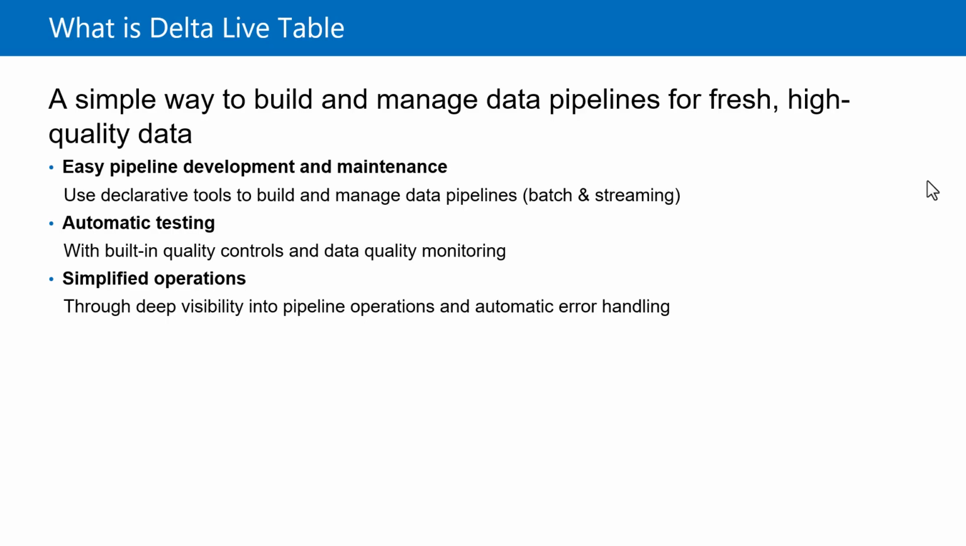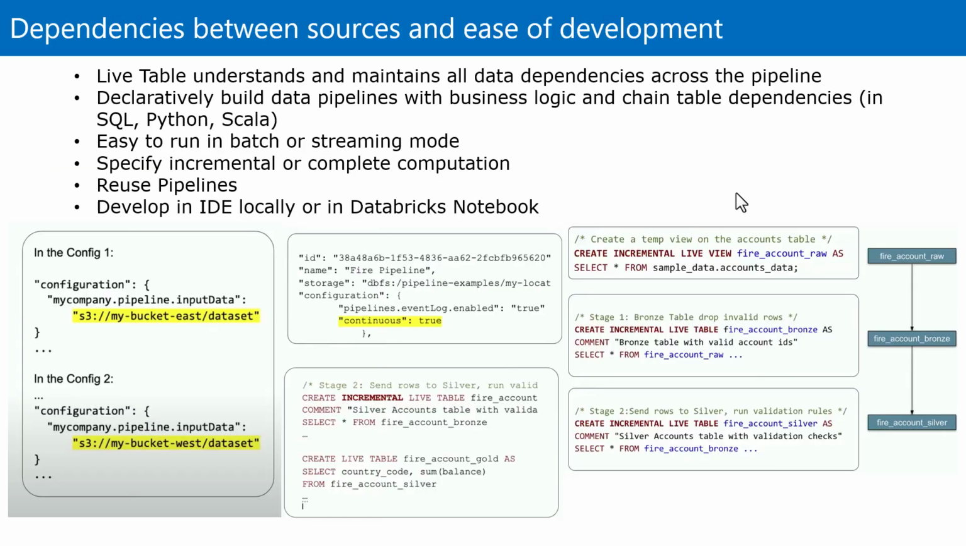It also provides simplified operations for operational folks, right? Because once you deploy it, it should be easy for anybody to operate it. So how does it provide that? It provides automatic error handling and deep visibility into pipeline operations. You can customize it with code. That is why Delta Live Tables is the way forward, and it is becoming the industry standard.